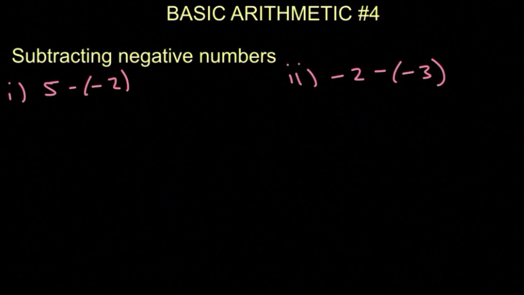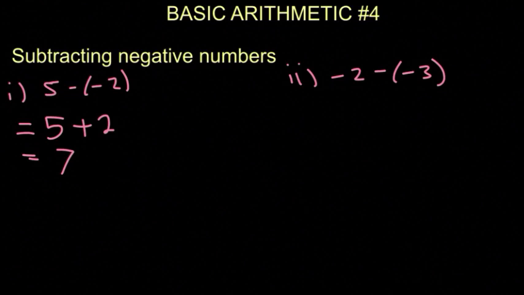Subtracting negative numbers. What's an important thing to remember is that if you subtract a negative, it's the same as adding a positive. So if we rewrite this first example, it'll be 5 plus 2, which will give us 7. Subtracting a negative is the same as adding a positive.